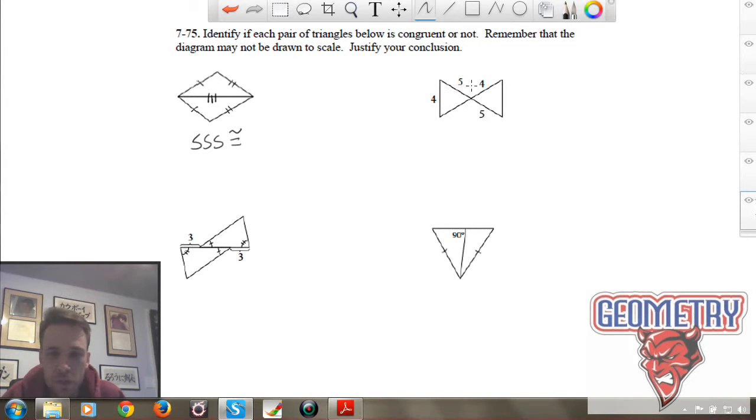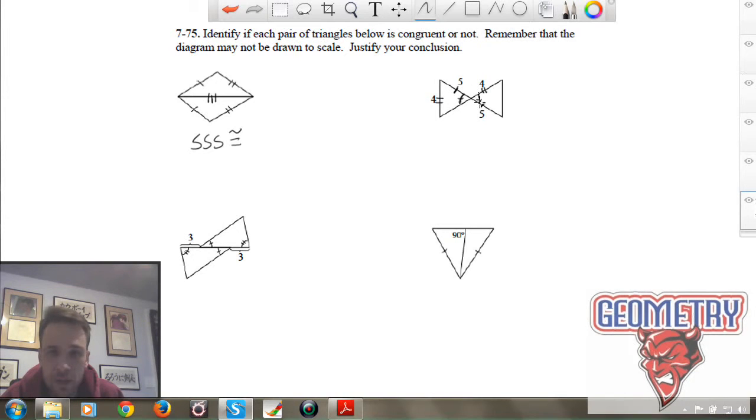Over here, we have one pair of sides that match up, the 5 and the 5. We have a second pair of sides that match up, the 4 and the 4. We don't know anything about the third side, so it can't be side, side, side. We can also tell that one angle here is the same because it's vertical. However, just because we have two sides and an angle does not mean that they are going to be congruent. The angle has to be in between the congruent pairs of sides in both triangles.